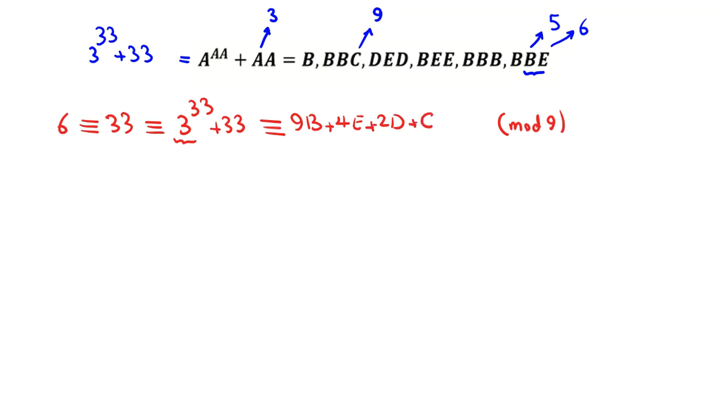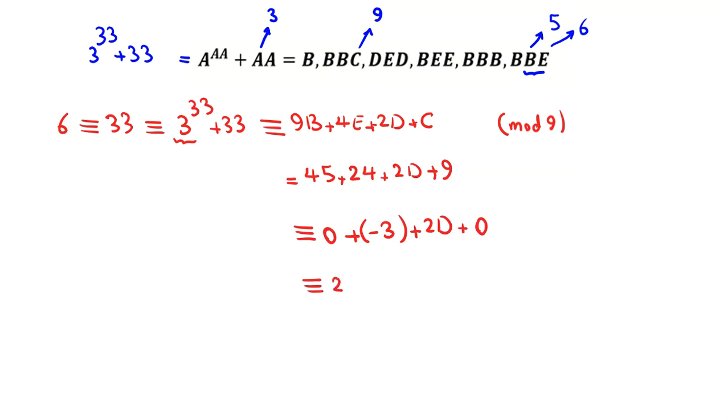Plus 1 C. Okay, so if we replace, it will be what? 9 times 5. Replace B with 5, it will be 45. 4E, we know E is 6, so 4 times 6, 24. Plus 2D, we want to find D. 2D plus C. C is 9. So 45, if we consider mod 9, instead of 45, you can replace it with 0. 24 will be negative 3, because we subtract 27 from that. Plus 2D plus 0. So 2D minus 3 mod 9 should be 6.